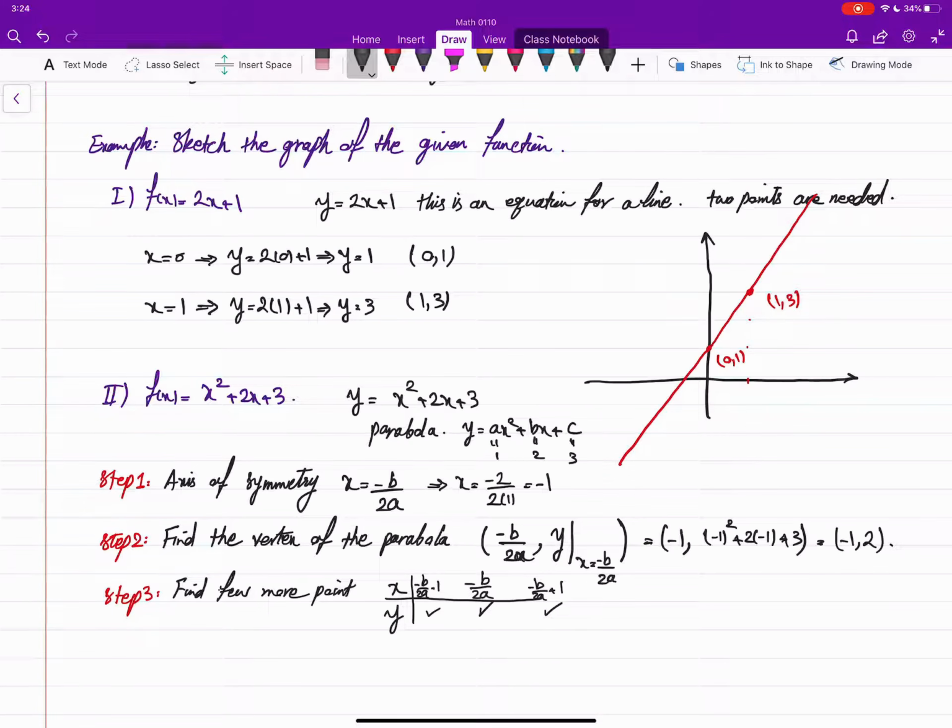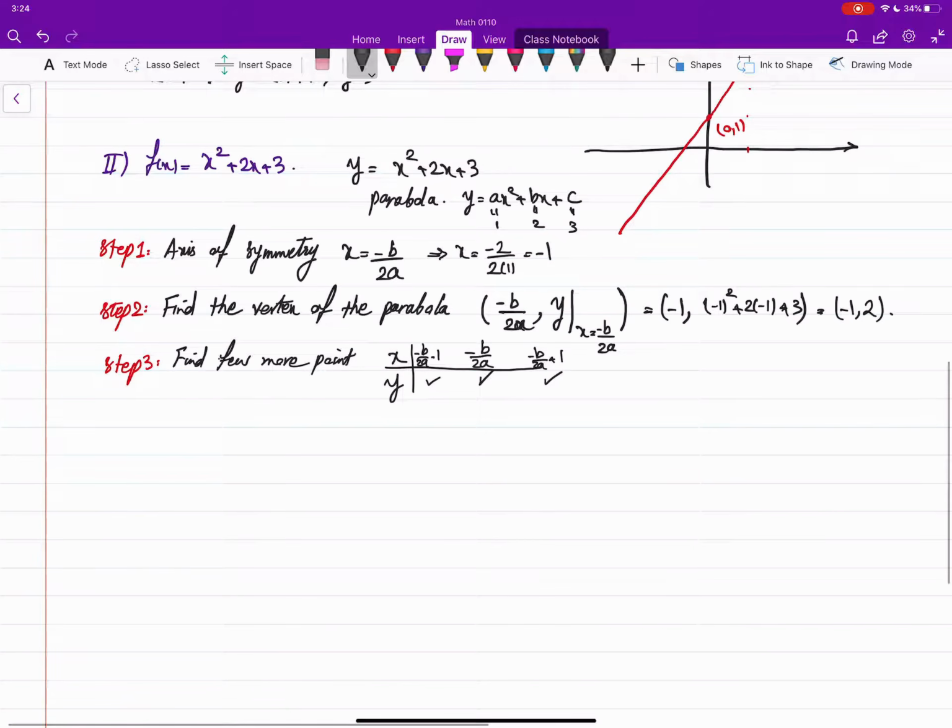In this case, the x for me is already negative 1, where y is 2. Negative 1 plus 1 would be 0, and that will give me 3. Negative 1 minus 1 will give me negative 2, and you plug in, you get again 3. So 2 more points are now negative 2, 3, and 0, 3.